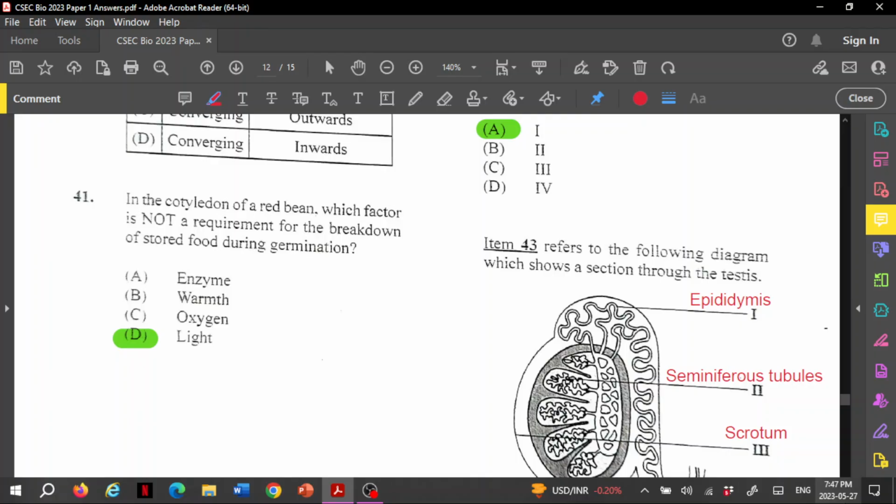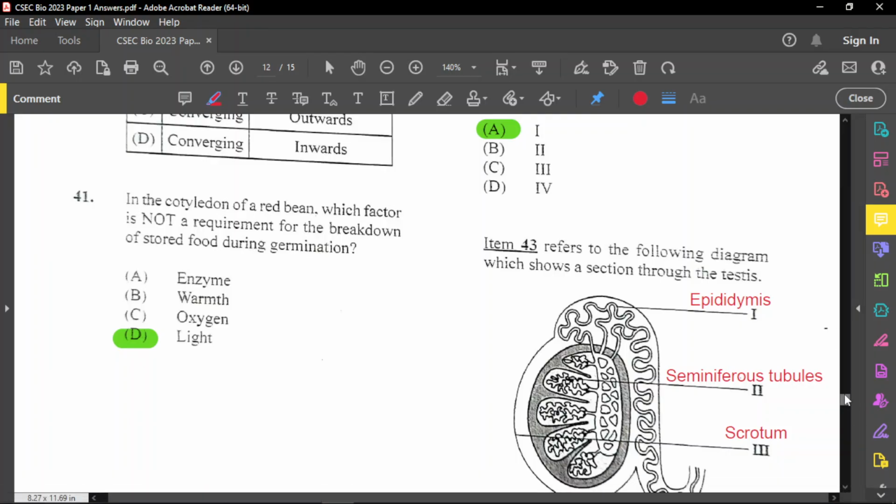All the germinating processes require some form of energy, so that's why energy is produced by use of oxygen. Water is needed as well, to soften the food and also to hydrolyze the food. All right, so let's go to 42 real quick now.